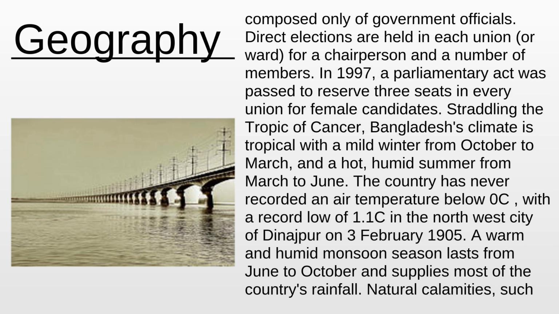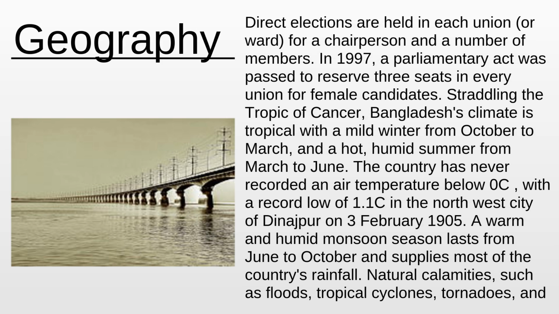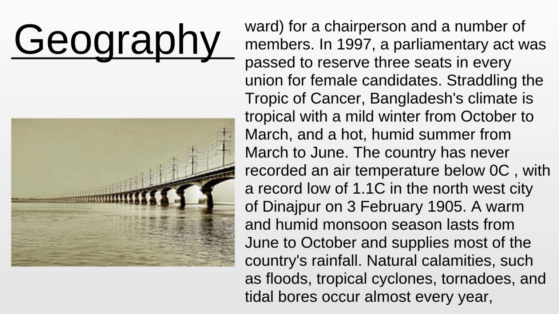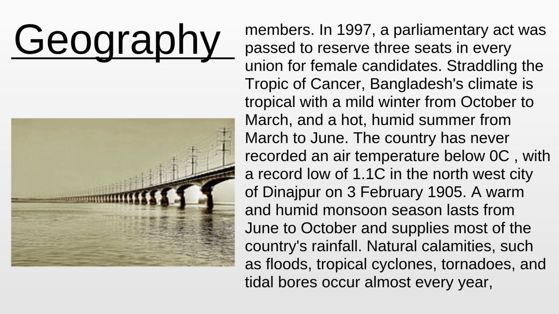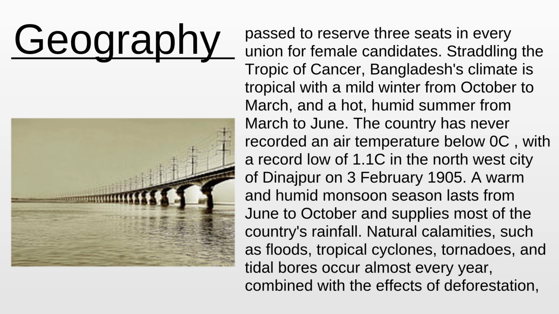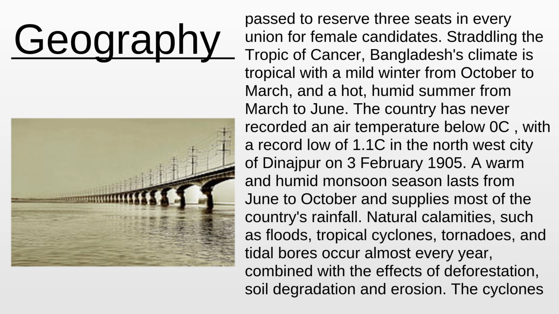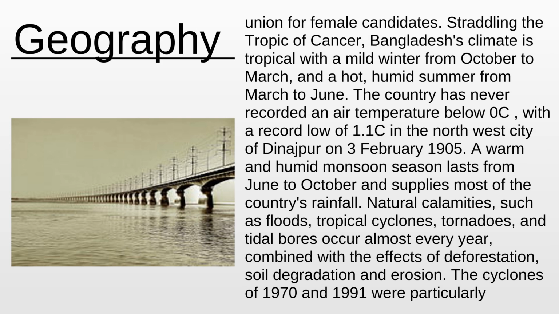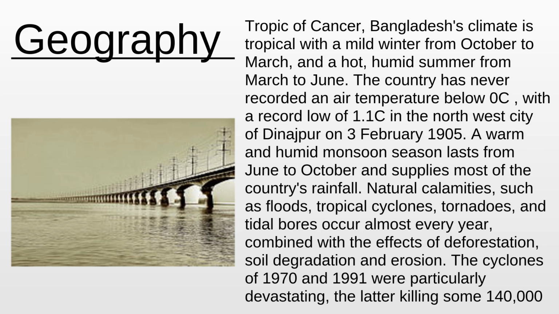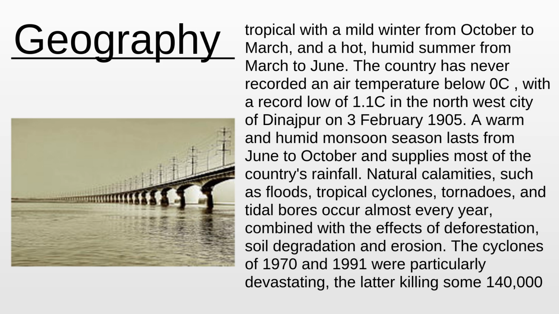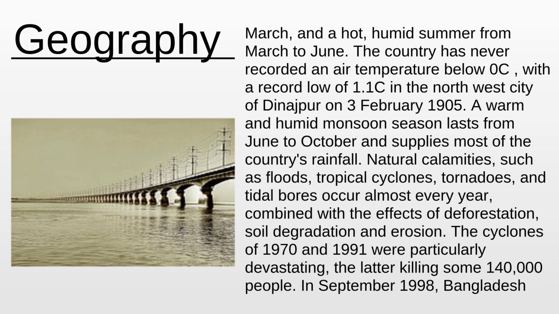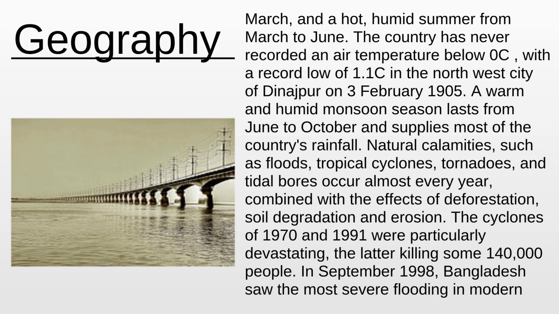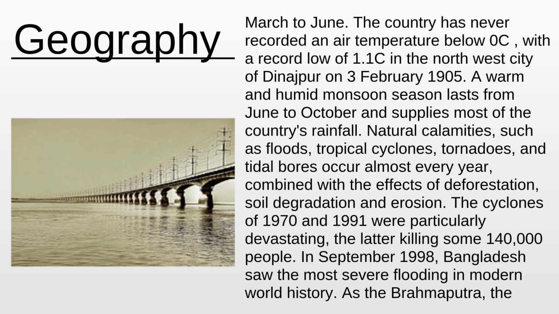Straddling the Tropic of Cancer, Bangladesh's climate is tropical with a mild winter from October to March, and a hot, humid summer from March to June. The country has never recorded an air temperature below 0 C, with a record low of 1.1 C in the northwest city of Dinajpur on February 3, 1905. A warm and humid monsoon season lasts from June to October and supplies most of the country's rainfall.